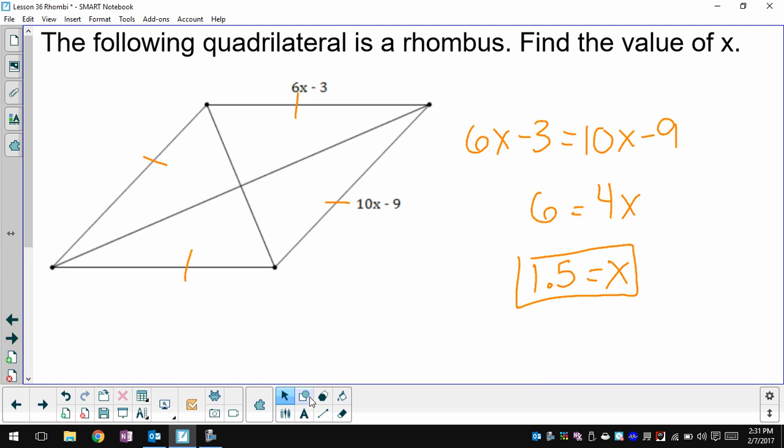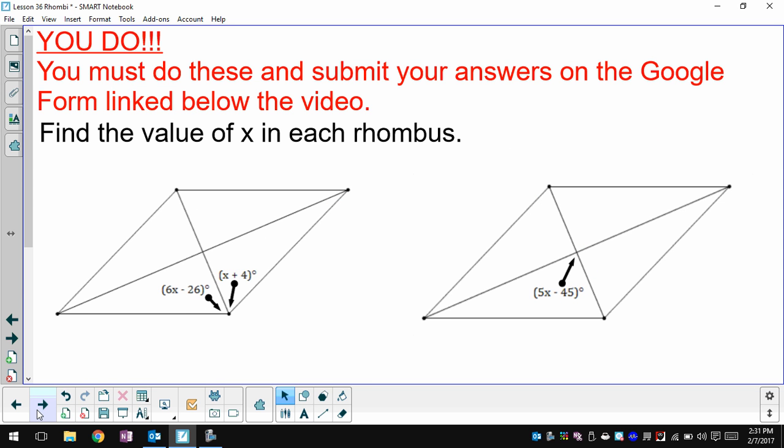So we're just applying the appropriate property to this situation. If we know about a rhombus's sides, we know that they're equal.